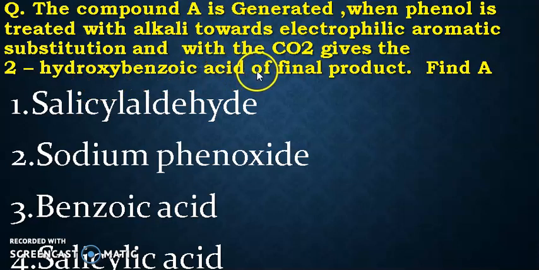What does 2-hydroxybenzoic acid mean? It means in the benzene ring there is an attachment of an OH group and the acid group, right? If it is like that, what is the name of the particular compound? It is salicylic acid. Okay, that we have studied, no? So this is the other name of salicylic acid, that is 2-hydroxybenzoic acid.